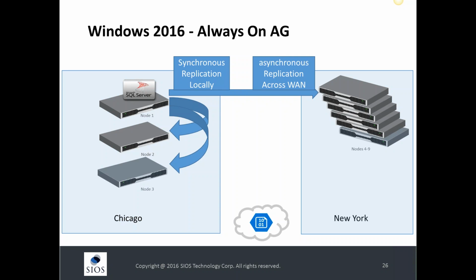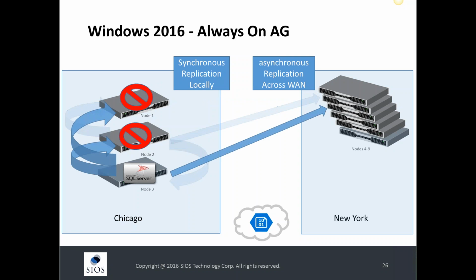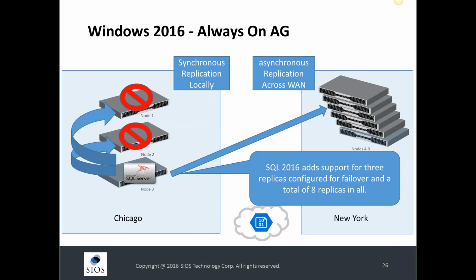Now you can actually have a third node that can also fail over. So if you have a failure of node 1, node 2 will come online. If node 2 fails, node 3 will come online and will continue to replicate also, asynchronously up to a total of 8 replicas, off-site or other locations for reporting purposes or just for extra redundancy for disaster recovery. And you can have a mix of synchronous or asynchronous replication. So again, with 2016, the big change here is now you can have that third node participate in failover.